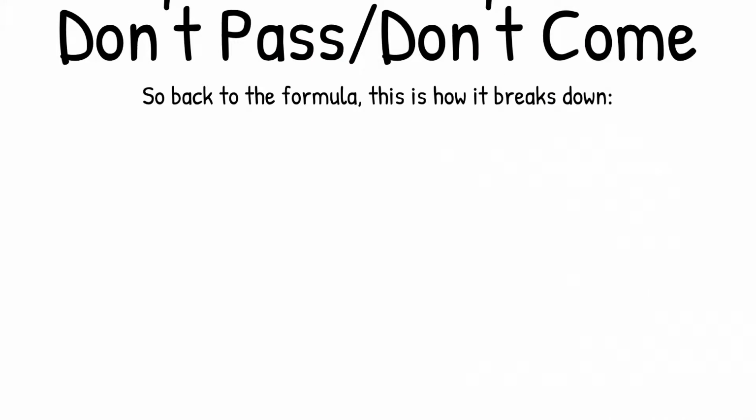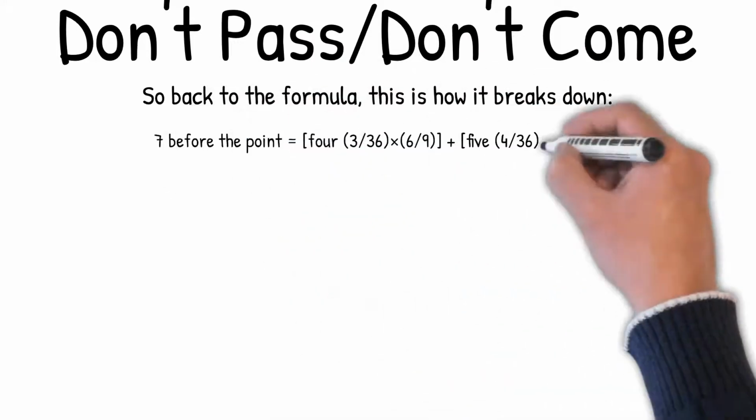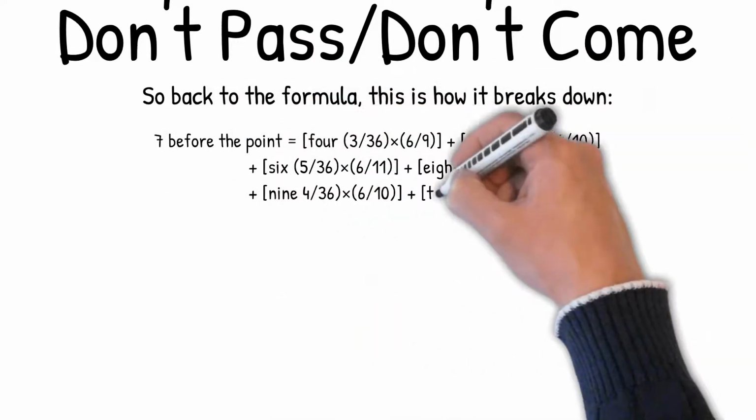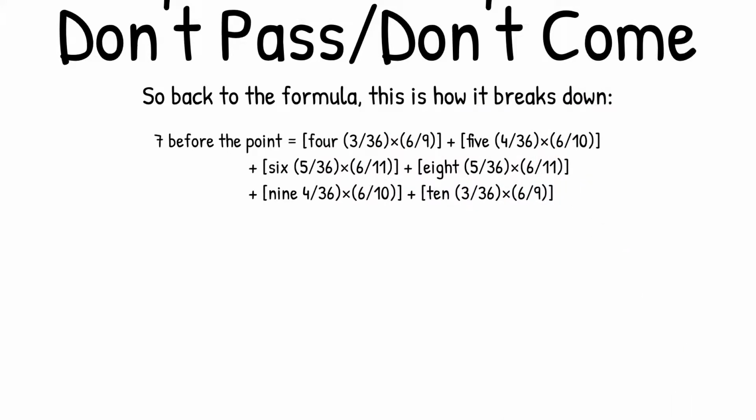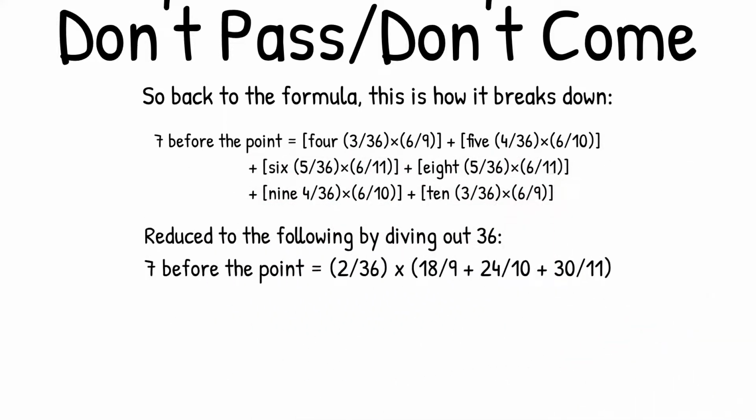So back to the formula. This is how it breaks down. 7 for the point equals, for a 4, 3 over 36 times 6 over 9, plus for the 5, 4 over 36 times 6 over 10, plus for the 6, 5 over 36 times 6 over 11, plus for the 8, 5 over 36 times 6 over 11, plus for the 9, 4 over 36 times 6 over 10, plus for the 10, 3 over 36 times 6 over 9.